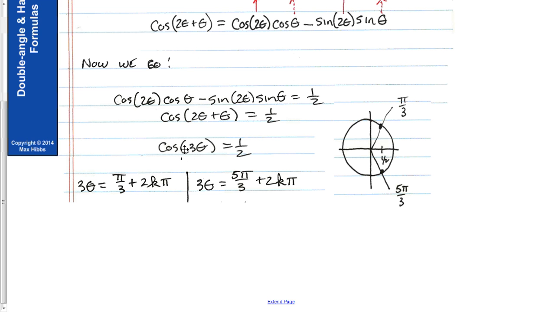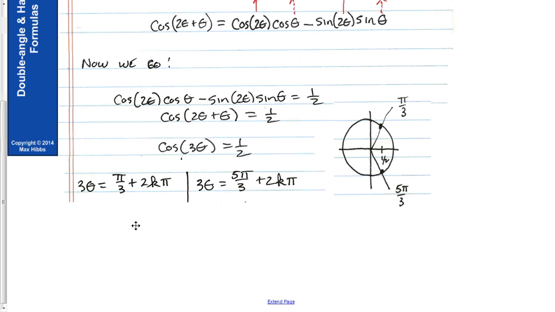So this angle that we're taking the cosine of can either be pi over 3 or pi over 3 plus any integer multiple of 2 pi. So we say 3 theta, the angle we're taking the cosine of, is pi over 3 plus 2k pi. Or it could leave us at this position, which is 5 pi over 3. So the angle 3 theta could be equal to 5 pi over 3 plus any integer multiple of 2 pi. And we write that as plus 2k pi.